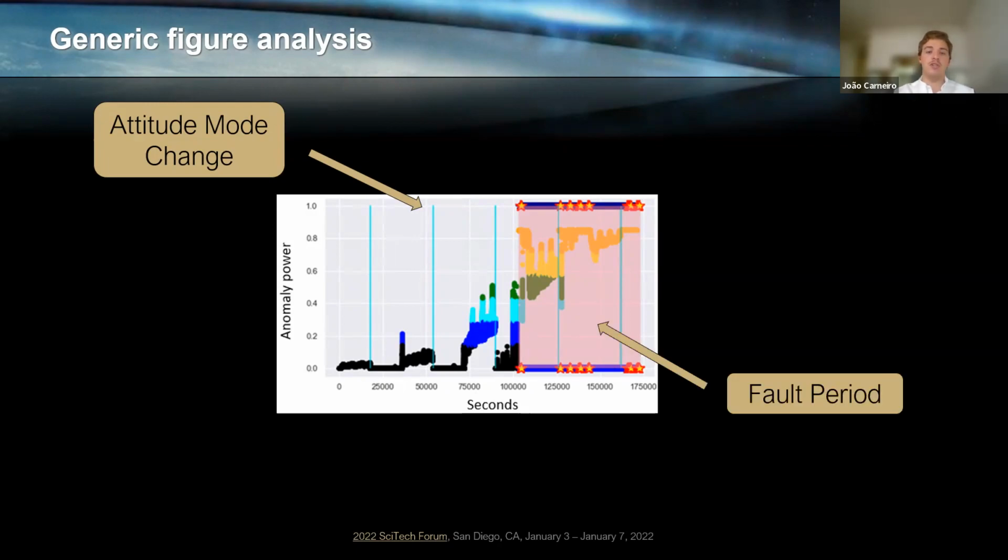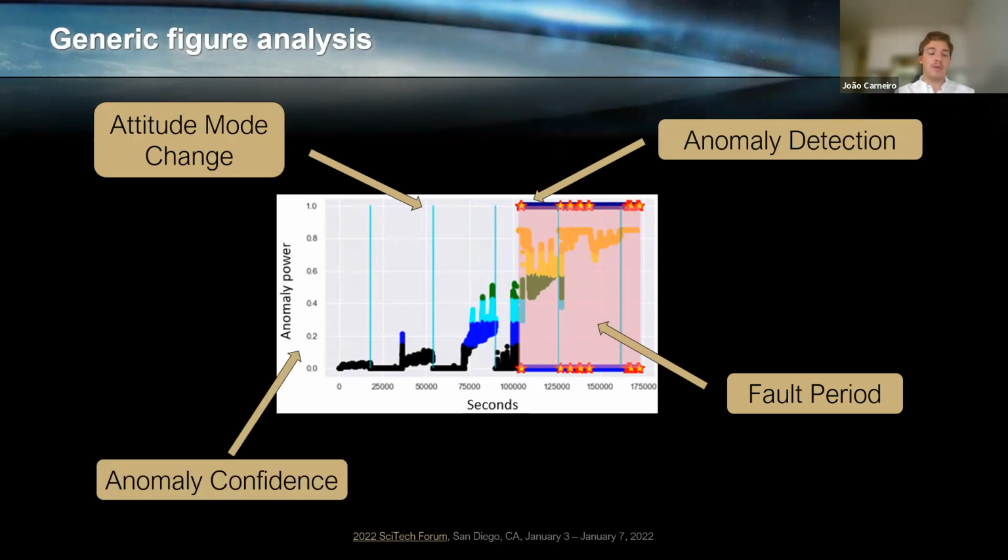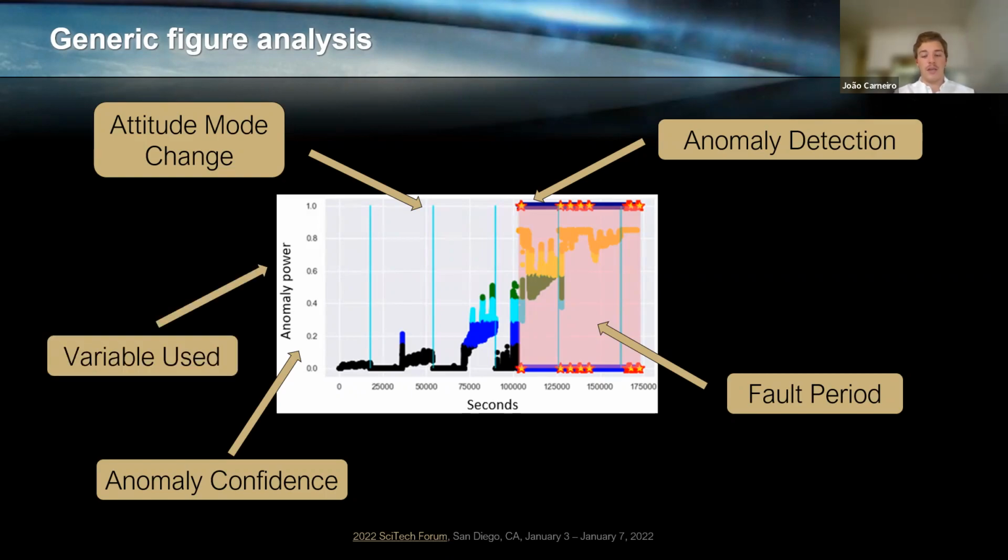The shaded red regions correspond to the period where a fault has already occurred, and the stars represent the algorithm detecting an anomaly. The y-axis represents how confident the algorithm is that a fault has occurred, and obviously the higher it is, the more confident the algorithm is that the fault has occurred. We also introduced which variable was used for testing and training.